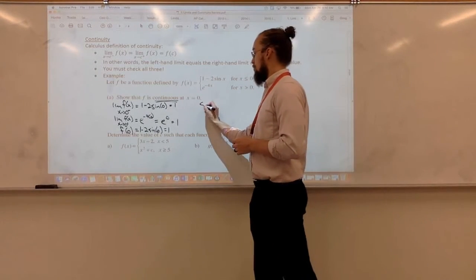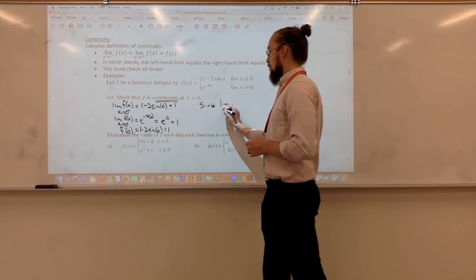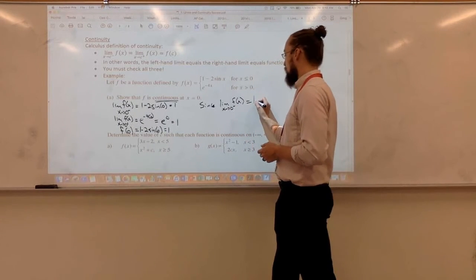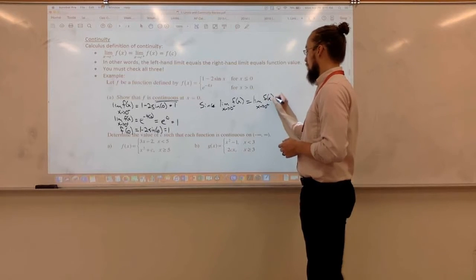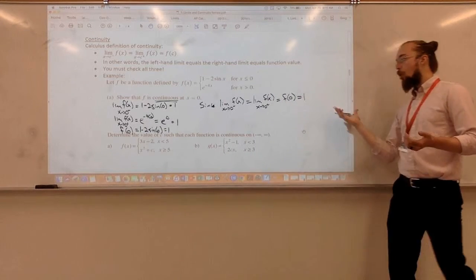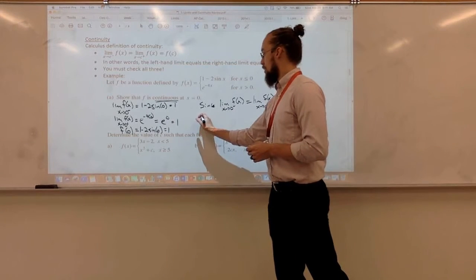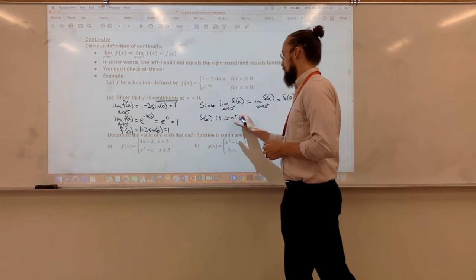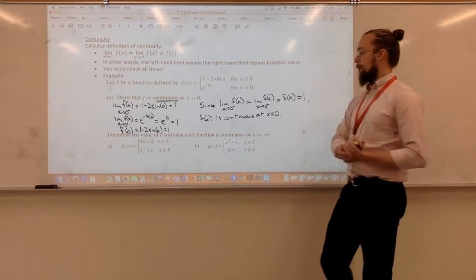So let's write out a little sentence here. We can say since the limit as x approaches 0 from the left of f of x equals the limit as x approaches 0 from the right equals f of 0, they're all equal to 1, then we can say f of x is continuous at x equals 0.